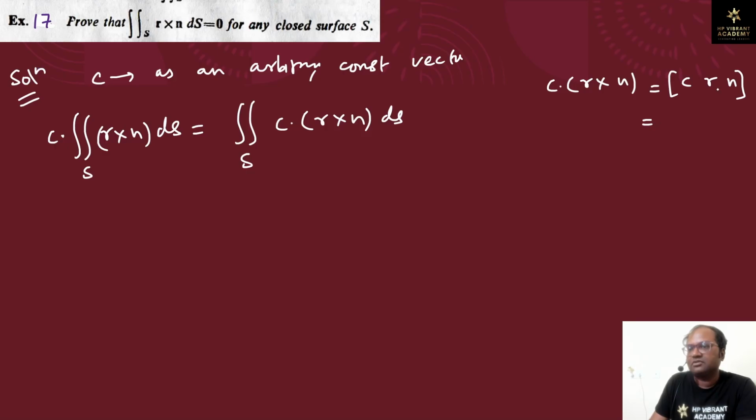The order is C, r and n. So this we can write as n, C, r. We can write this as n, C, n, r. So this we can write as n dot C cross r.